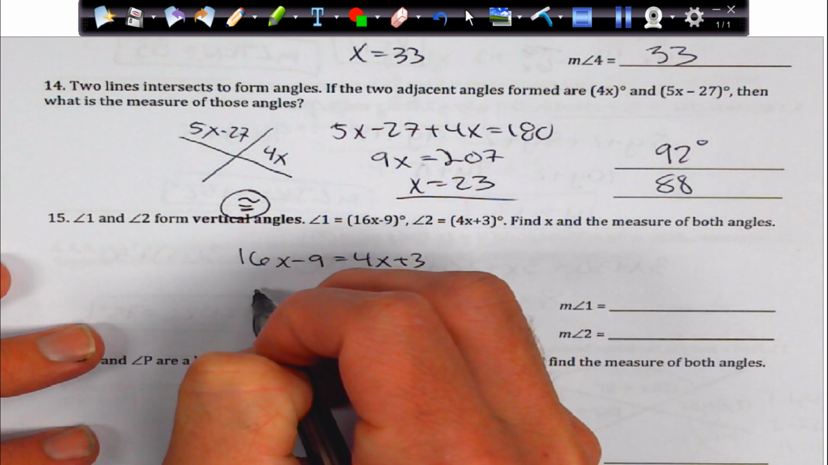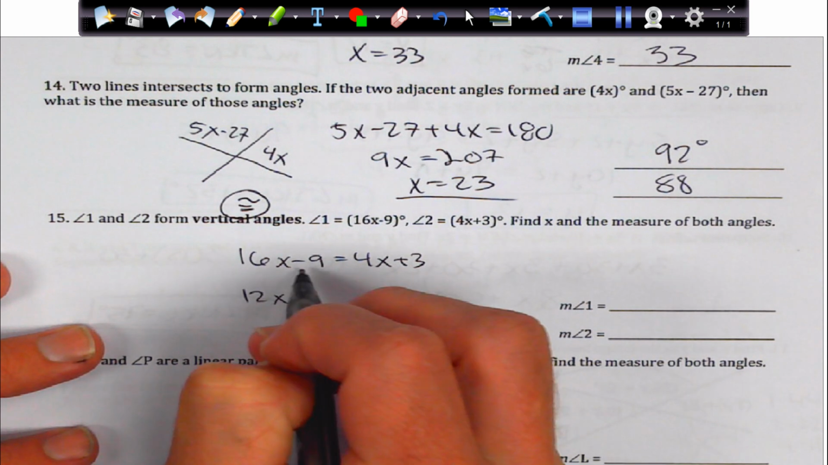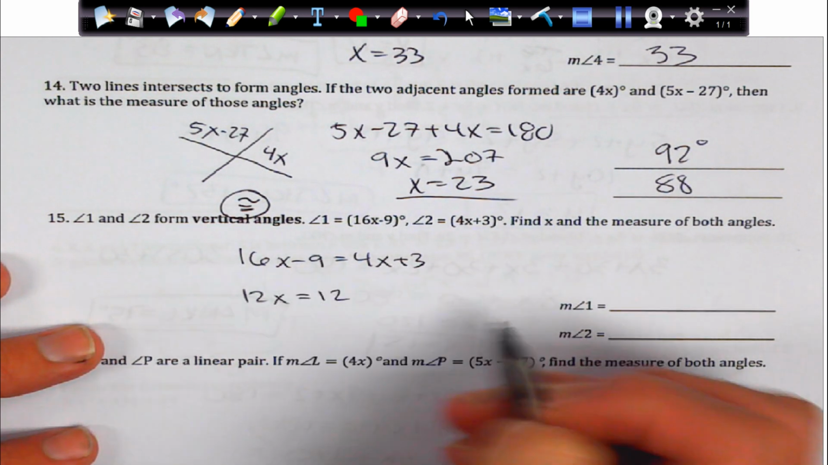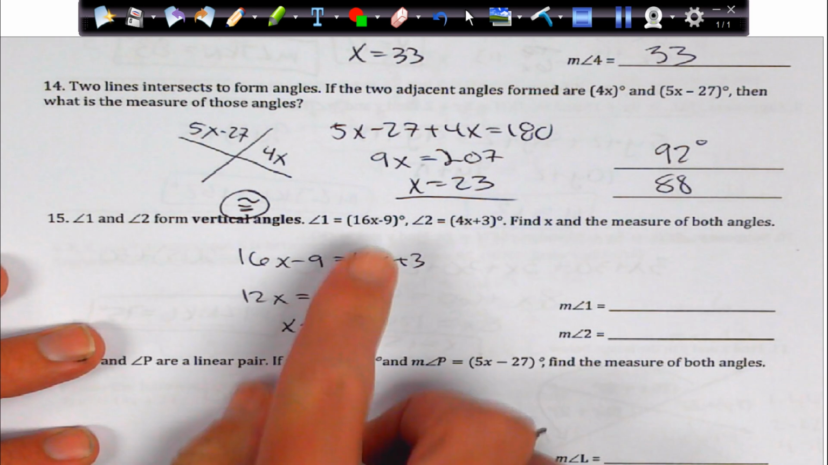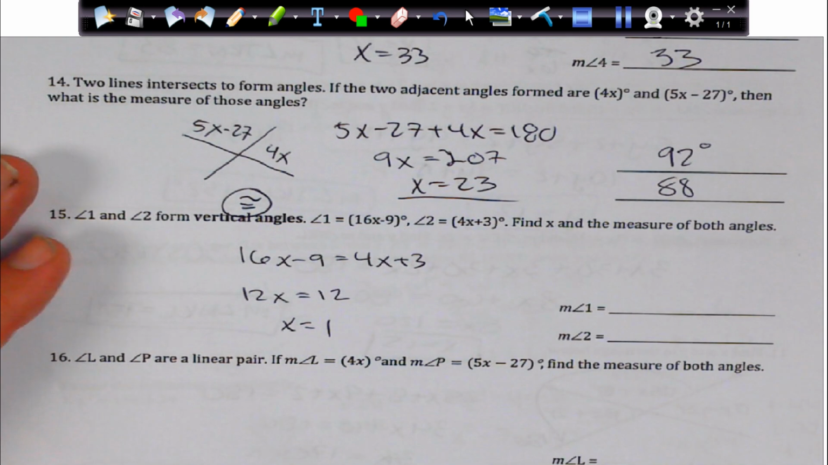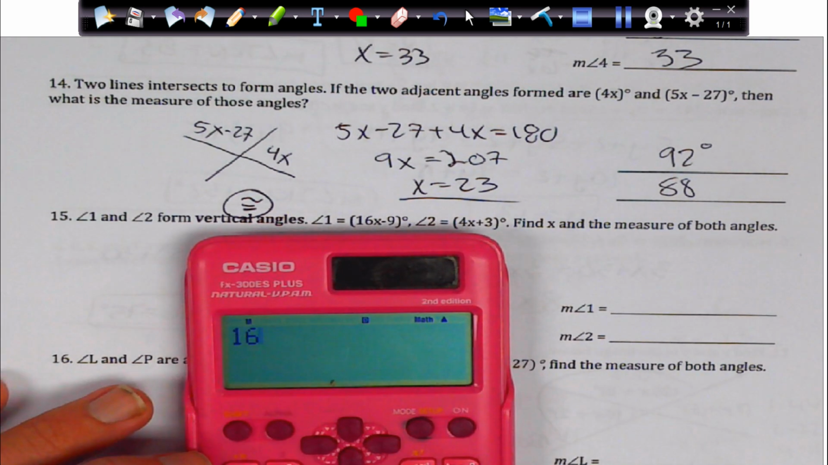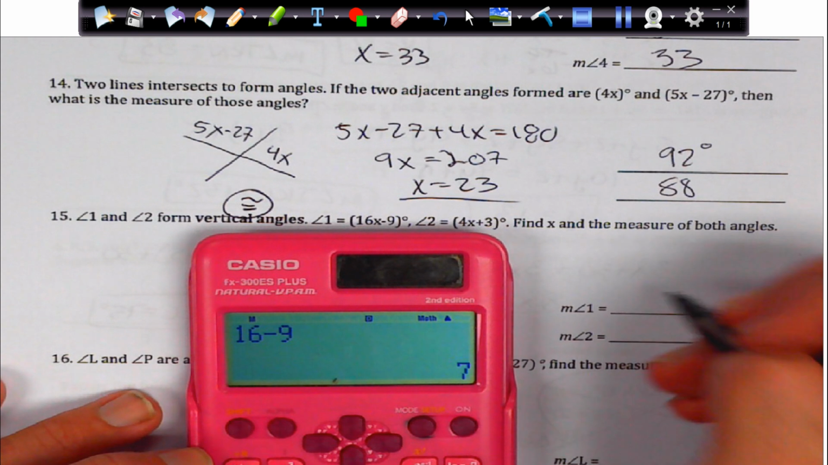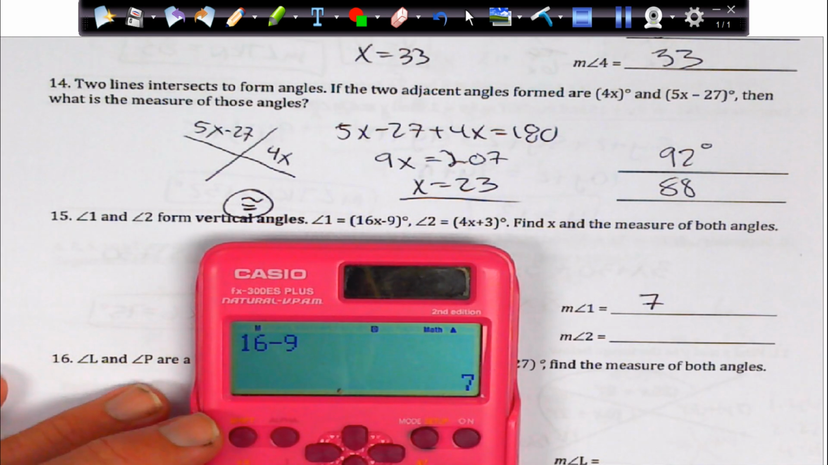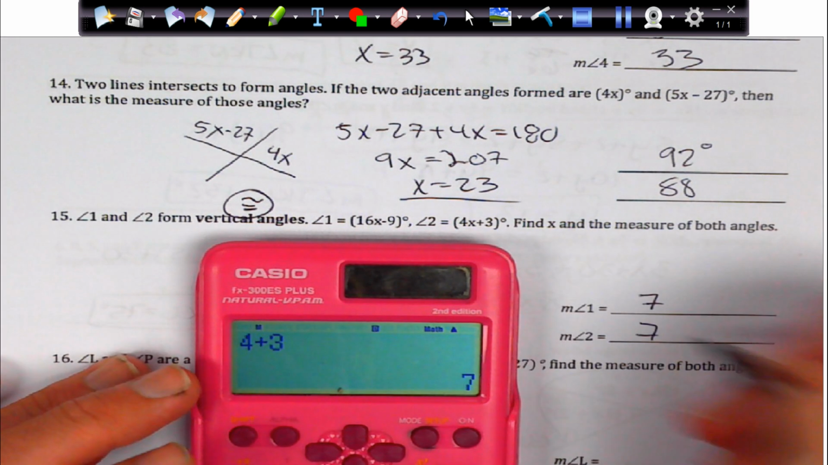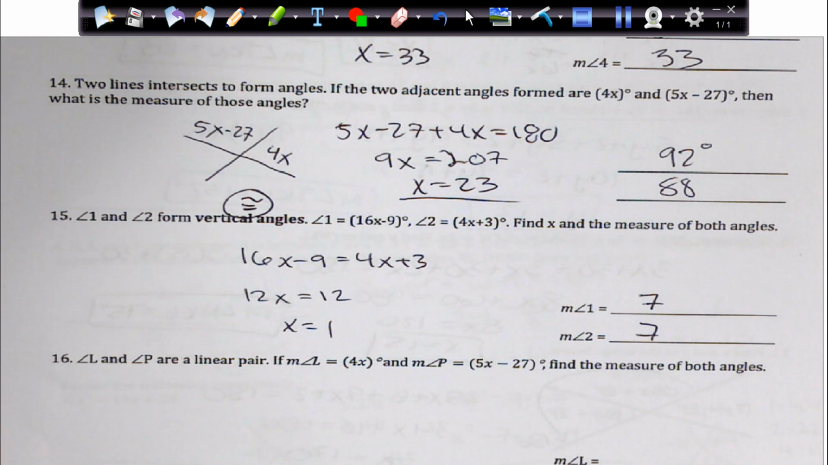Subtract the 4x. That's going to give me 12x. Add the 9 over. That's going to give me 12. So x equals 1. And I just got to plug them in. So that's really just going to be 16 minus 9, which is 7. And then 4 plus 3, which is 7. And guess what? They equal each other, which is what they're supposed to do.